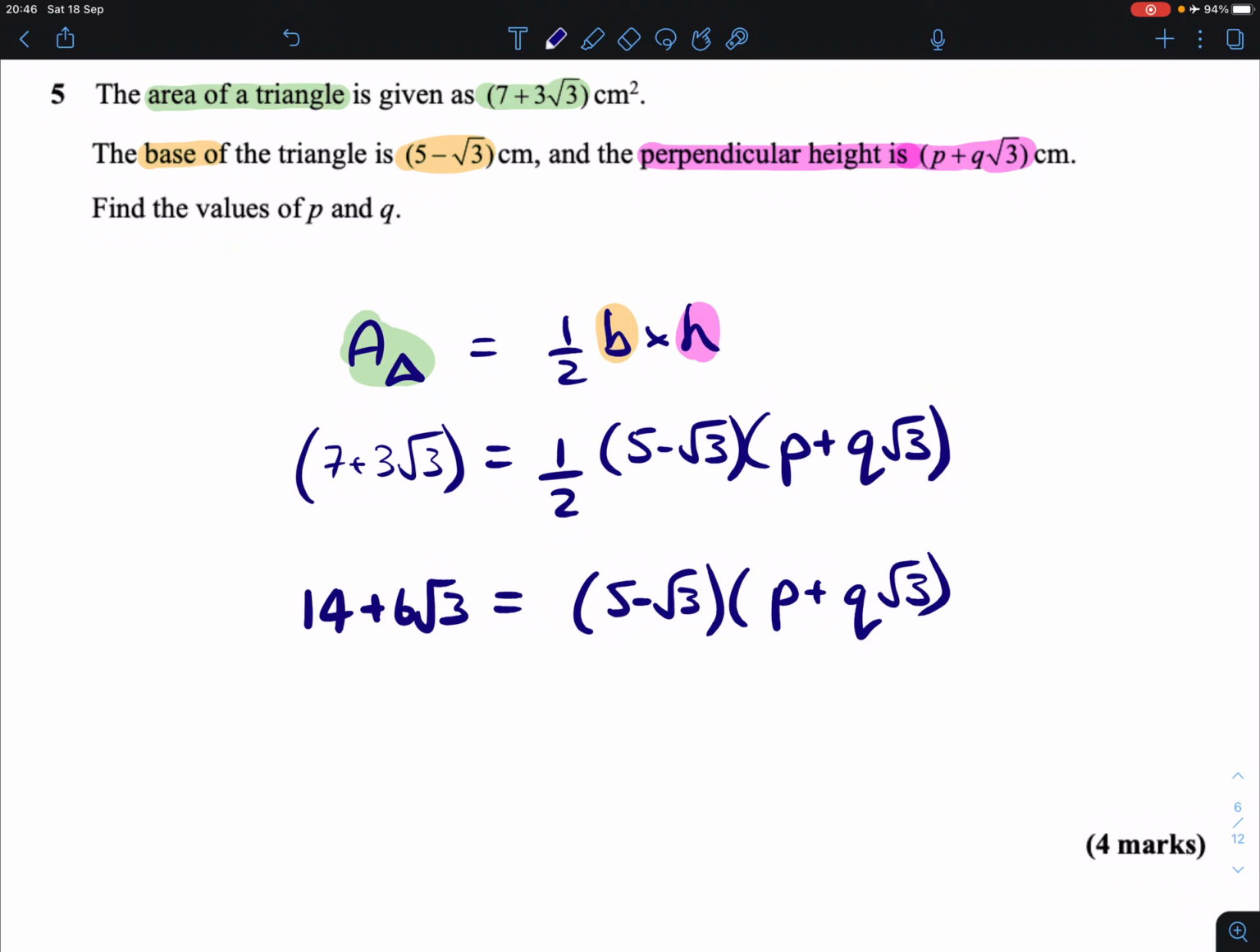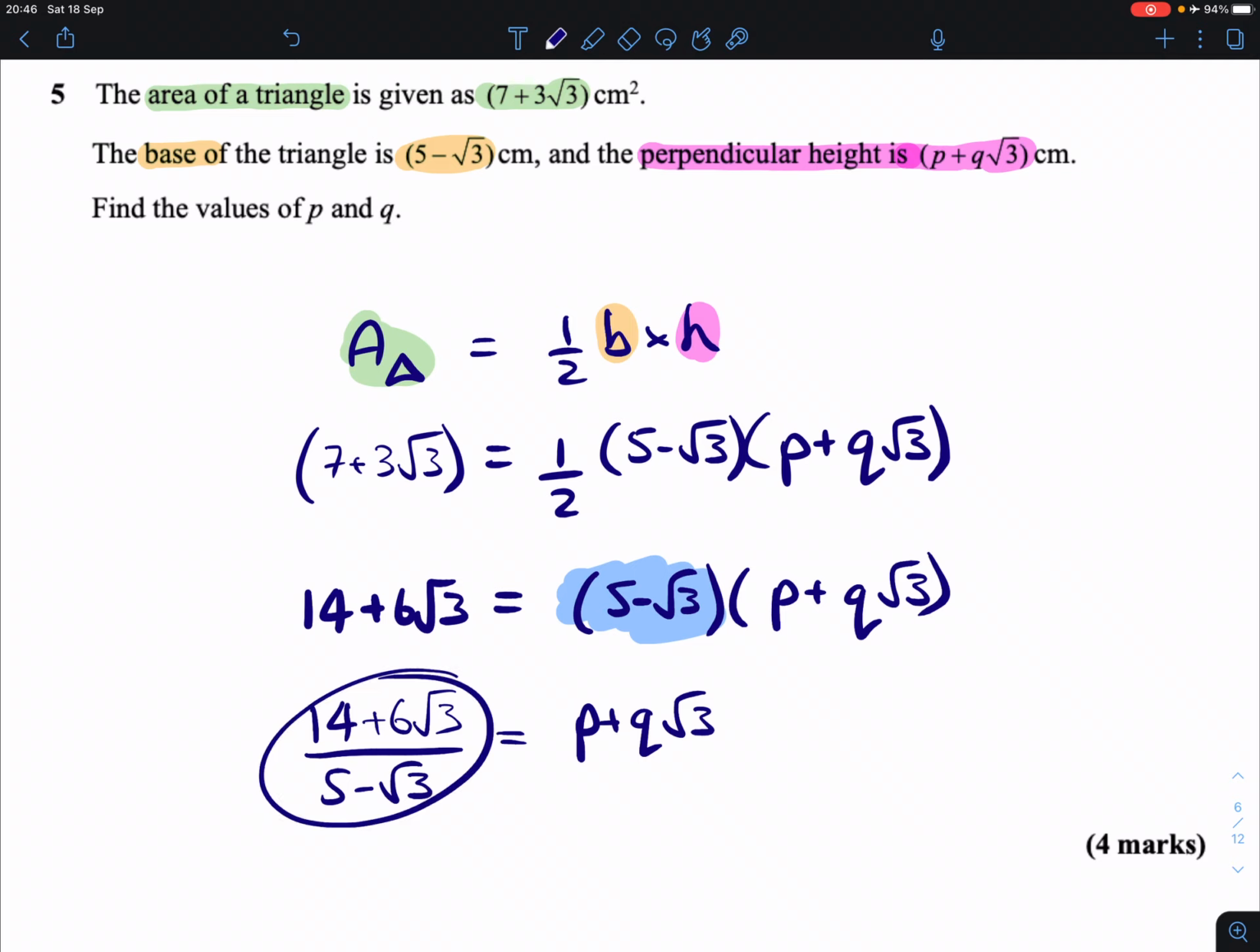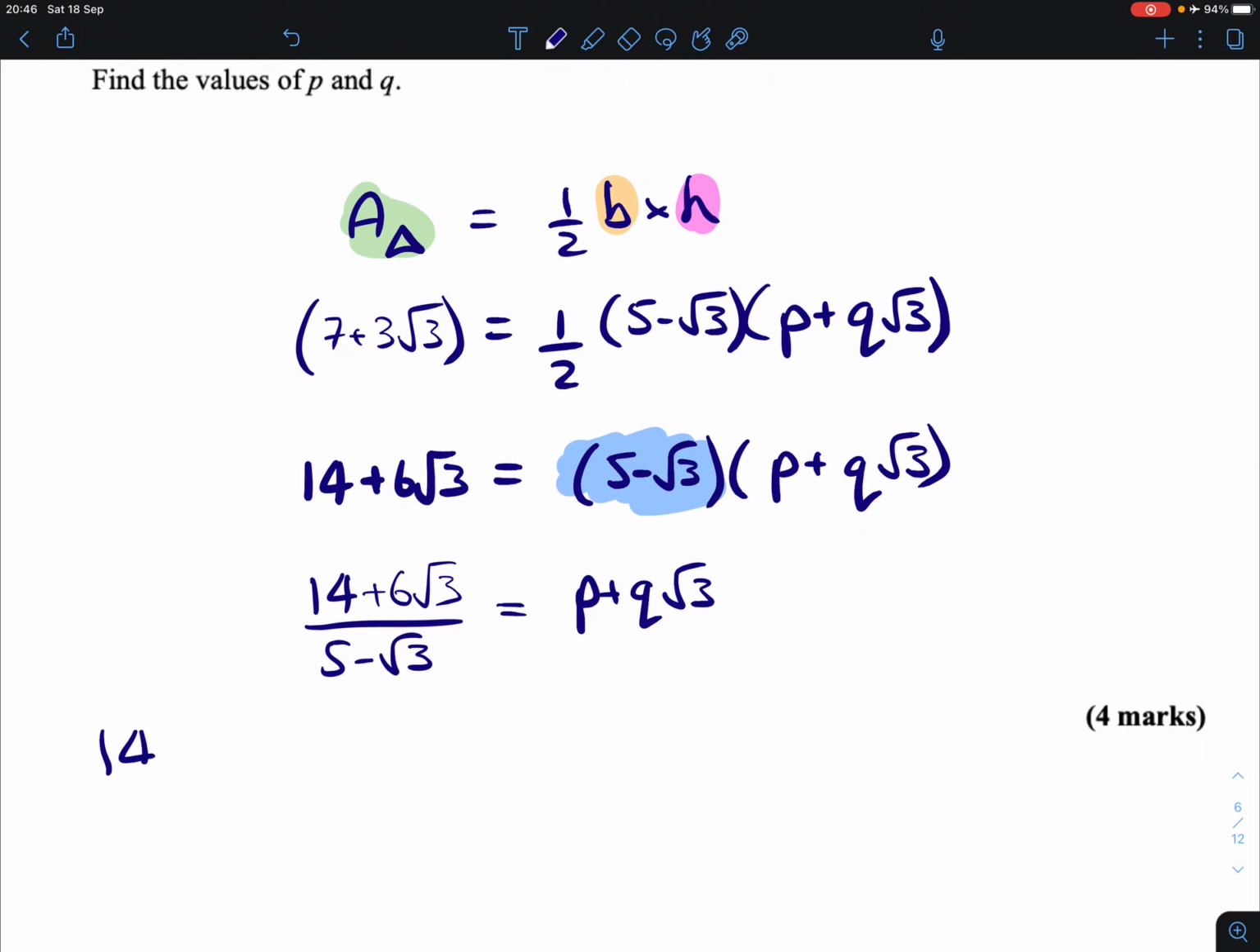If we divide both sides by this 5 minus root 3, we can get the p plus q root 3 on its own. So that's exactly what we're going to do. 14 plus 6 root 3 over 5 minus root 3, that's going to equal p plus q root 3. And then in order to simplify this, we have a rationalizing the denominator with two terms. So multiply top and bottom by its conjugate, which is going to be 5 plus root 3, like so.